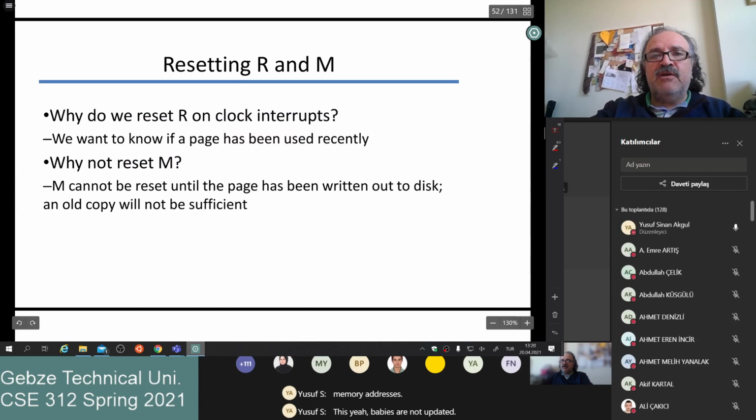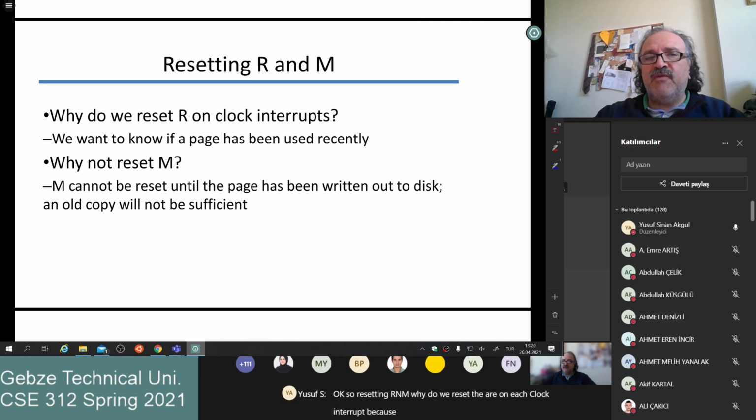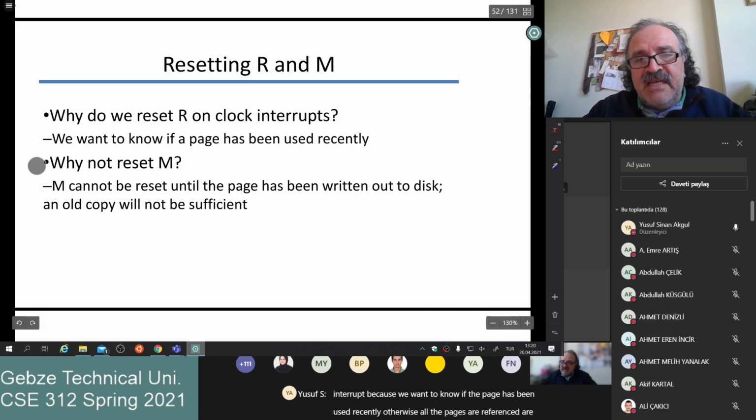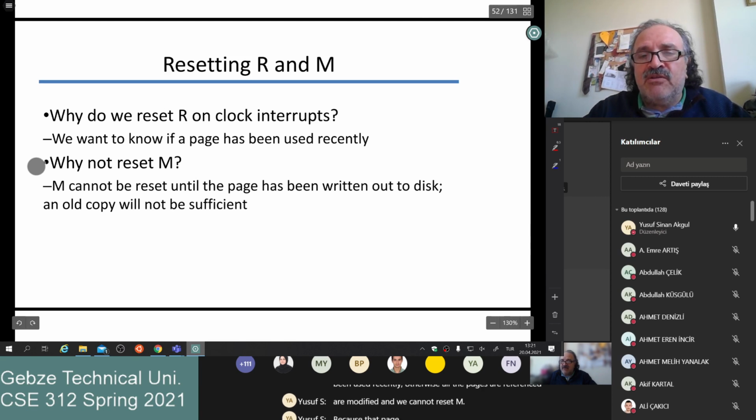Okay, so resetting R and M. Why do we reset the R on each clock interrupt? Because we want to know if a page has been used recently. Otherwise, all the pages are referenced, are modified. And we cannot reset M because that page has to be written back to the disk.